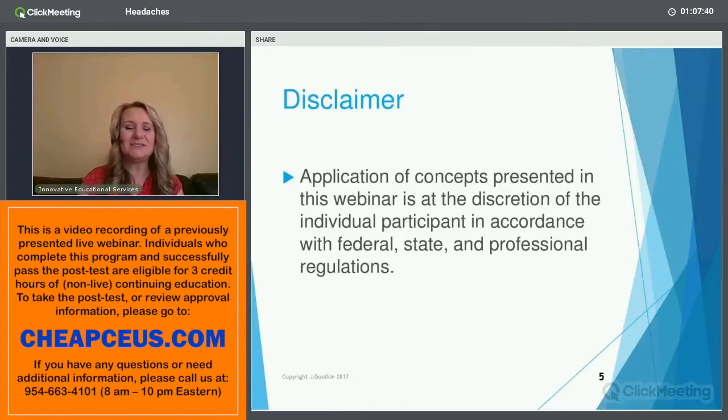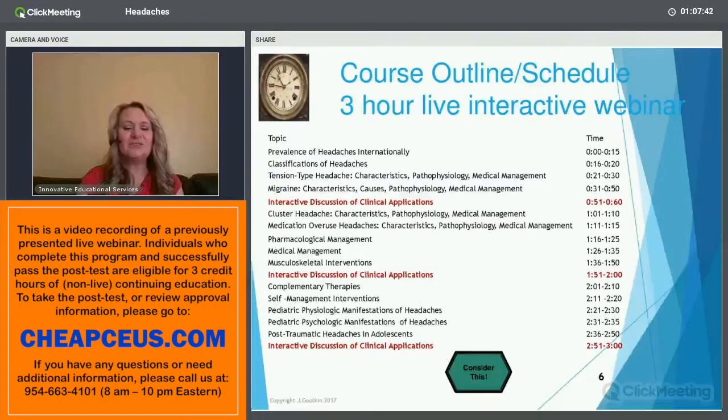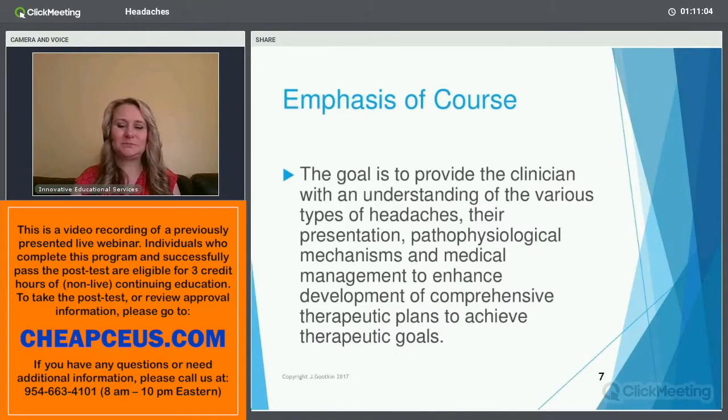And the ideas that we discuss. Here's our schedule for today, and we will, in our first hour, look at tension and migraine type of headaches. In our second hour, we will go a little more into pharmacological and medical management. And then in our last hour, we'll look at some complementary therapy that can be utilized to manage migraines, as well as our pediatric headache diagnoses.